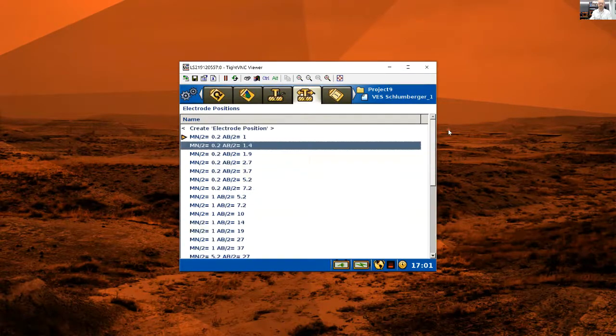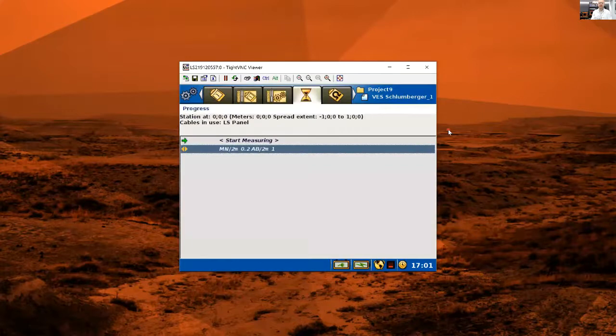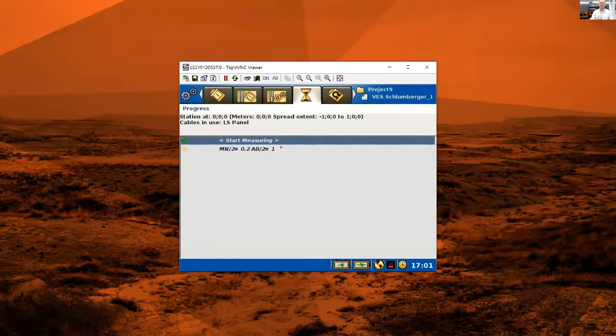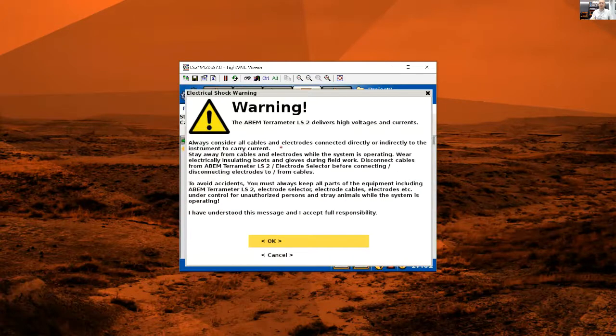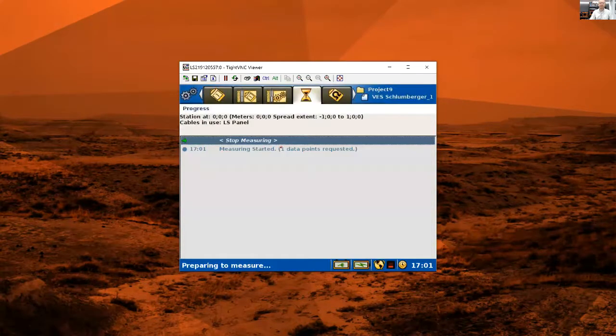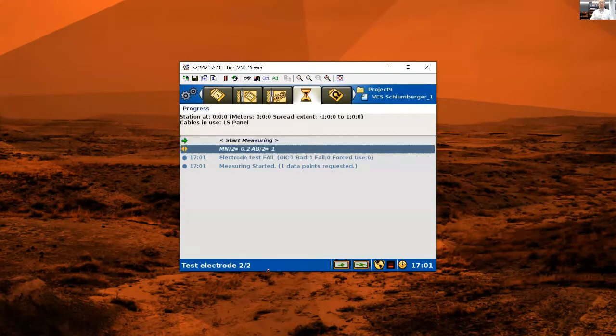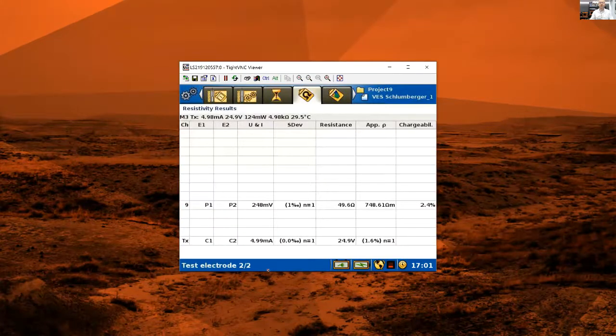So if I then jump back to the measurement screen, I can just use the left and right arrow to then jump through the different measurement choices. So I'll start with the first one, and I just say start measuring. So it warns me to make sure no one is touching the electrodes. So it's saying preparing to measure. It's going to do an electrode test, first of all, to make sure that it can inject a decent amount of current through the electrodes.